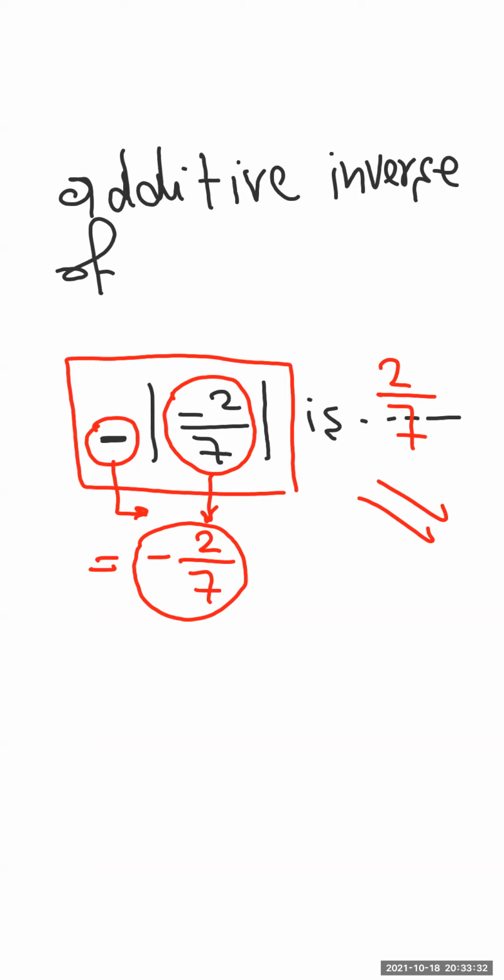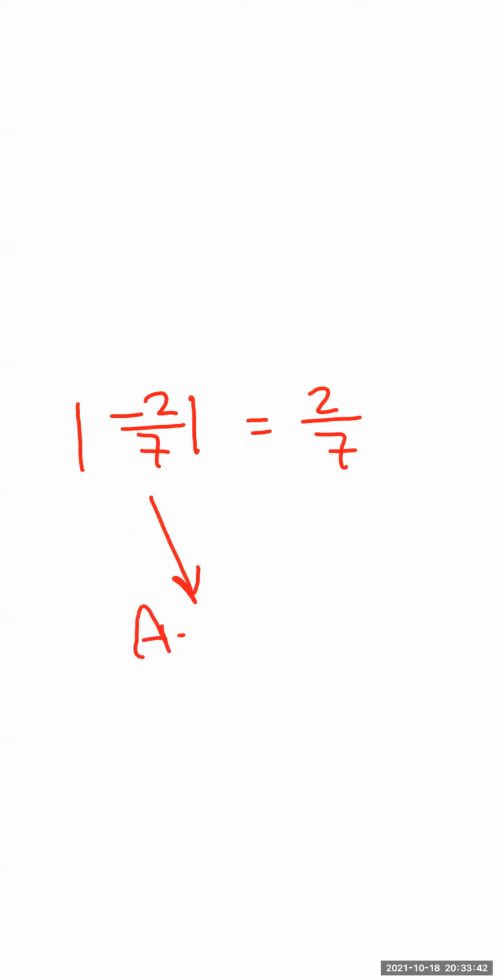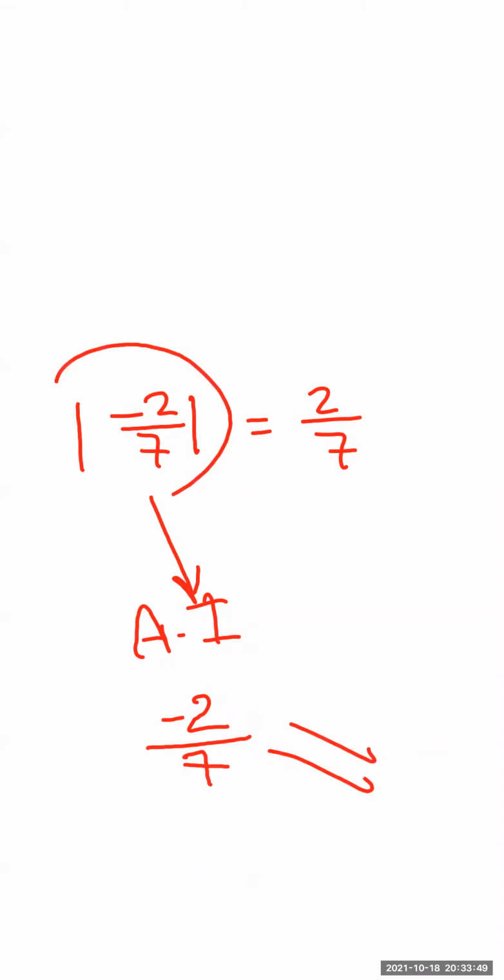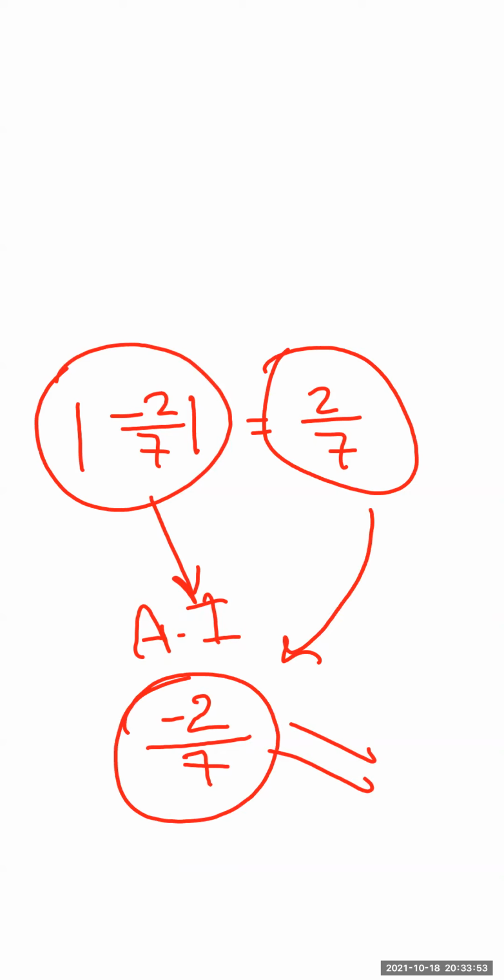But if it's like that, guys, just the absolute value of negative 2/7, this number actually equals 2/7, and its additive inverse will be negative 2/7. Are we clear till this one?